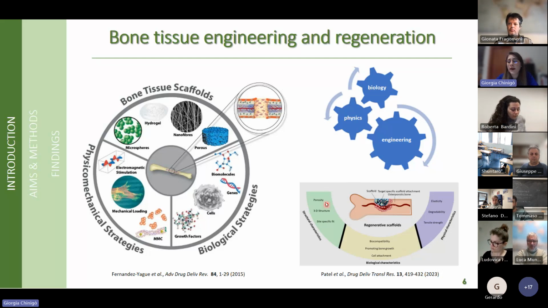It should have an interconnected porous structure in order to favor the homing of the cells, and also a surface that is suitable for cell attachment. So basically, to obtain the best results in terms of performance of the biomaterial, several expertises should be combined with each other. For instance, engineering, physics, and biology mainly.